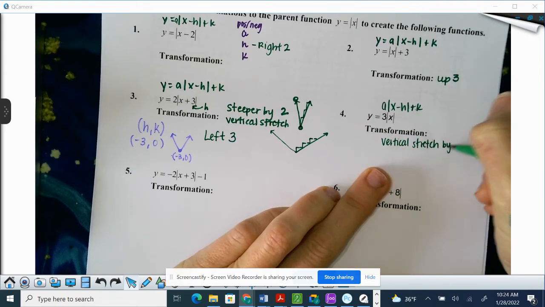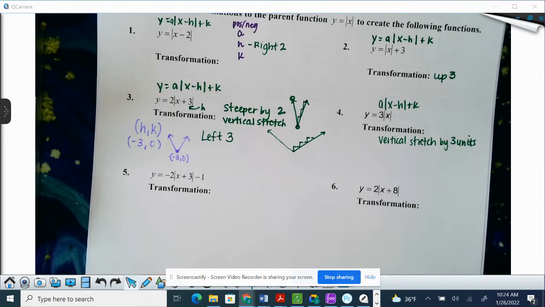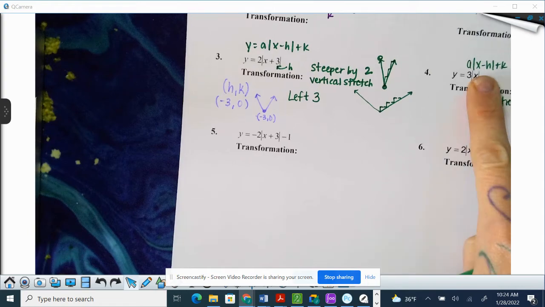Vertical stretch by 3 units is some ways you'll see it written. But the rate of change is more steep. It's steeper: rise 3, run 1, which we'll get into looking at graphs next week. And then there's no h and there's no k, so we're good for that one.